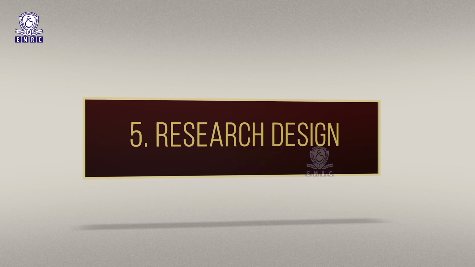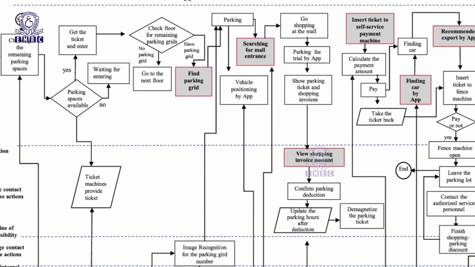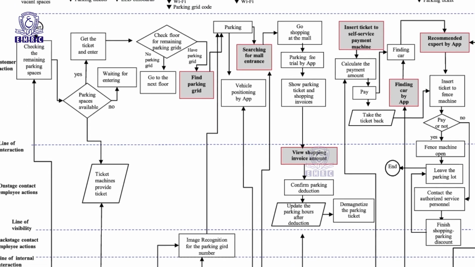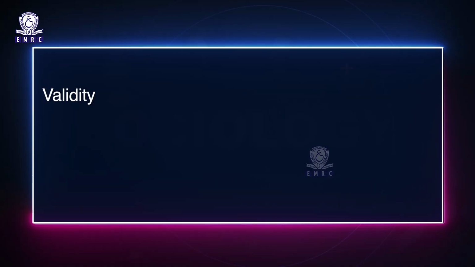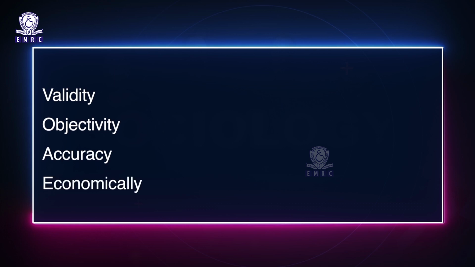The next step is research design. Research design is the logical conceptual structure within which research is conducted. It is the blueprint for the collection, measurement and analysis of data. By providing answers to various questions and as a blueprint, it helps in carrying out research with validity, objectivity, accuracy and also economically.